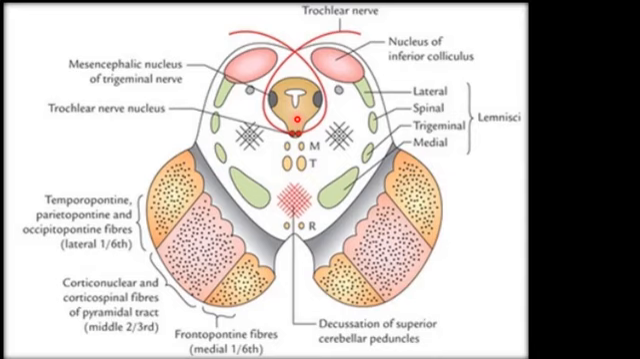Now this is where we have them. That's the mesencephalic nucleus of trigeminal nerve. The nucleus of trochlear nerve is located behind the medial longitudinal fasciculus.